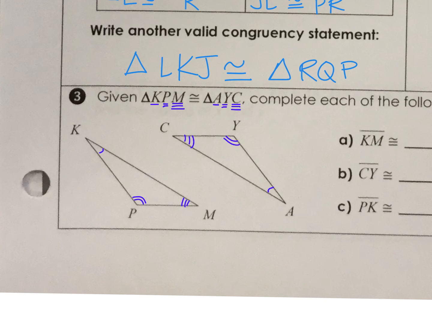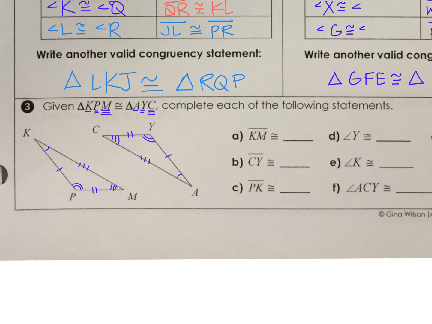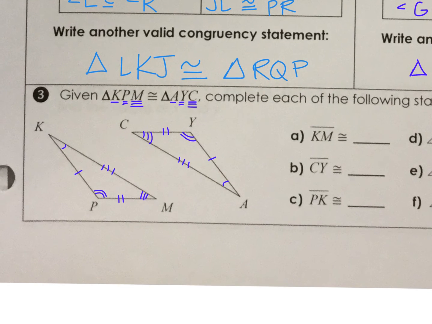I can also do the same thing on the sides. I'm just going to look at my angles. So on K and P, between the 1 mark and the 2 mark, I'm going to put a hash mark. So A and Y, 1 mark to 2 mark, hash mark. 2 to 3, I'm going to put 2 marks on both of them. And then the other side, I'm going to put 3 marks. So that's how we can mark up a triangle to know what matches. Now we're going to practice matching that. So the first thing it wants me to match is KM.